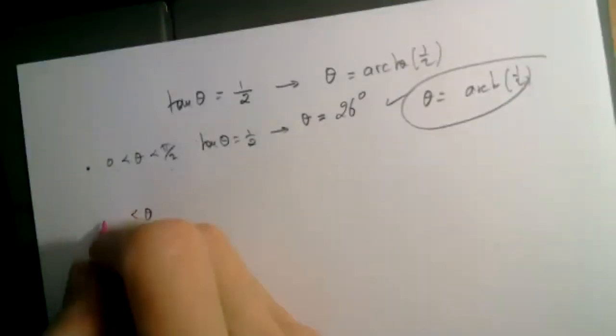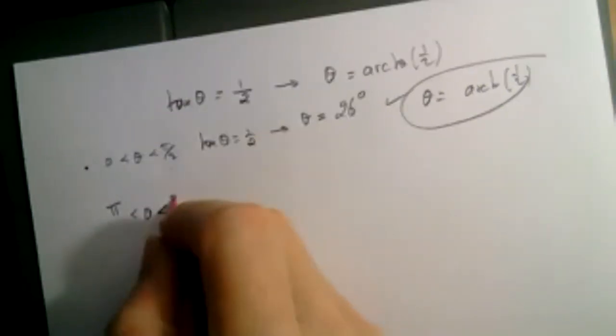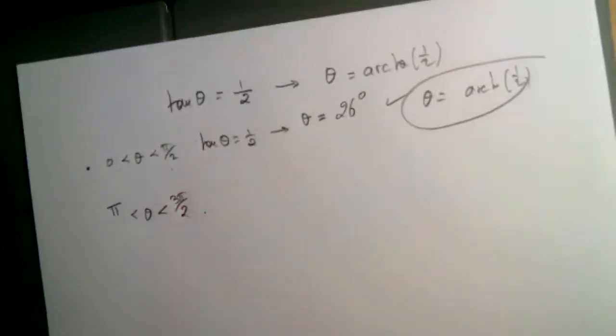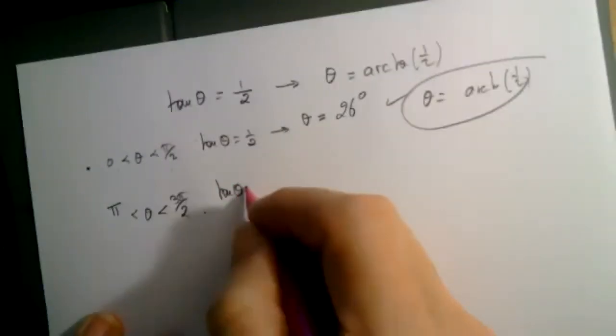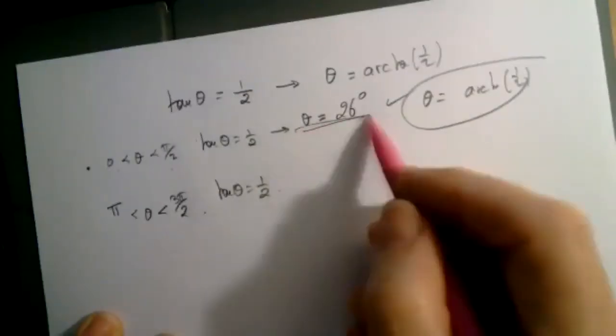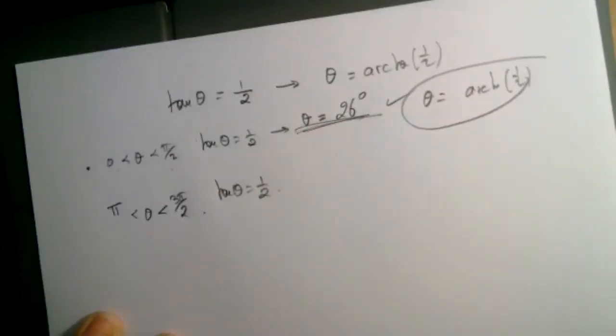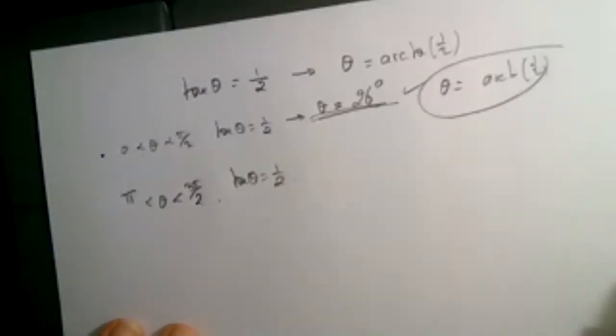Now, let us say I change it a tiny bit. Theta is between pi and 3 pi/2, and tangent theta is 1/2. Will this answer be accepted? Can I take theta to be 26? That's the problem we're going to face, but I want to address it initially.